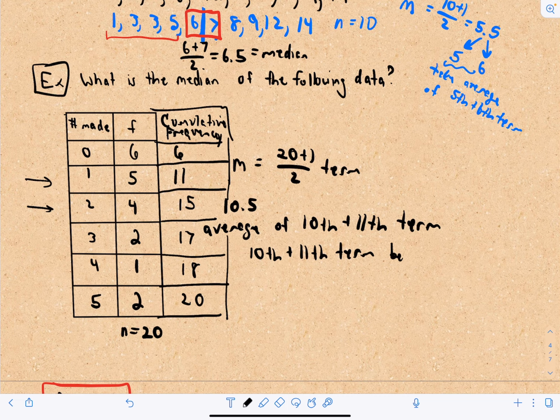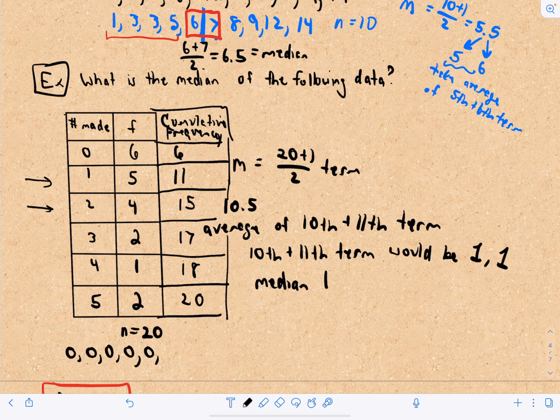What would the 10th and 11th term be? Those would both be 1s. So of course the median is simply going to be a 1 as well. And the idea is, if you had 6 people that made 0 free throws, we could list them out: 1, 2, 3, 4, 5, and 6. 6 people that have made 0 free throws. We've got 5 people that have made 1 shot each. We've got 4 people that have made 2 shots each. 2 people that have made 3, 1 person that has made 4, and 2 people that have made 5.